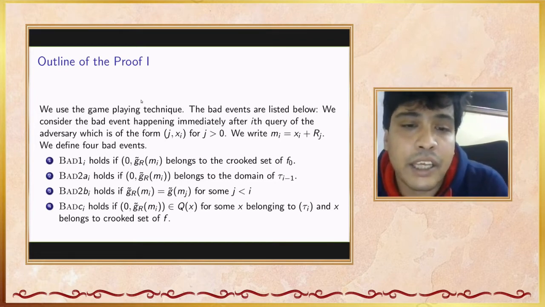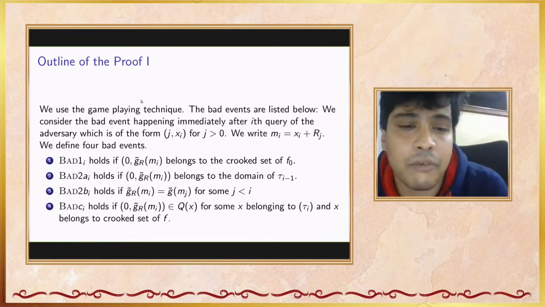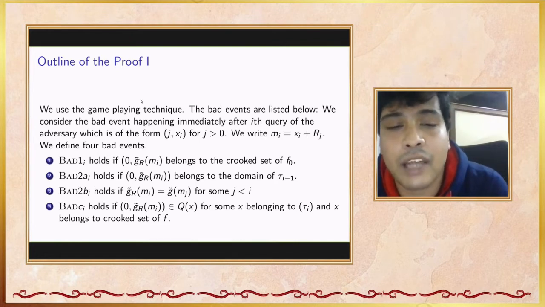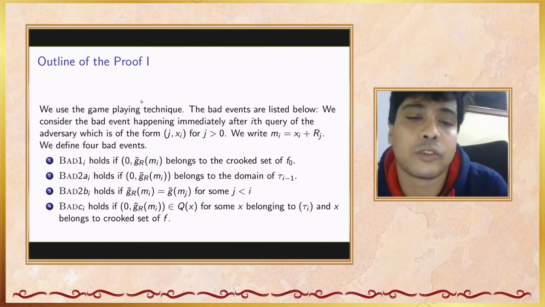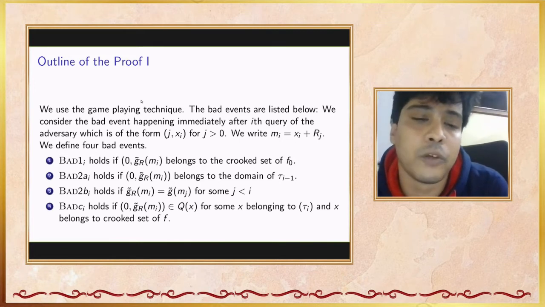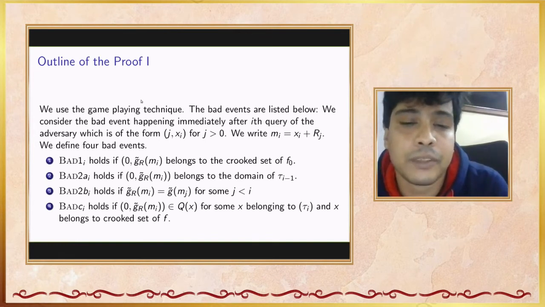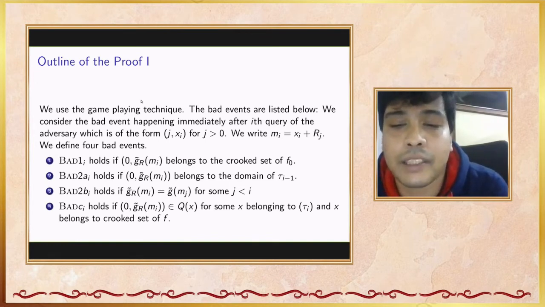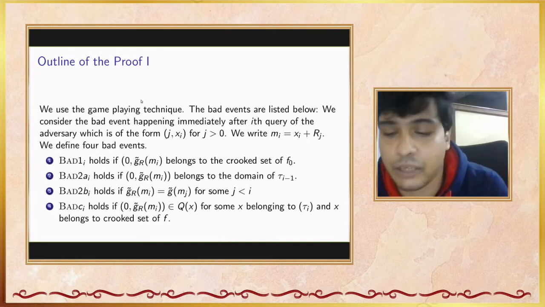The second bad event is that the input to F0 already belongs to the previous input-output pairs, or the previous transcript of the input-output pairs. The third bad event is that the input of F0 at some ith query collides with some query at the jth stage. Basically, for some j less than i, the input has already occurred in the transcript before. And the fourth bad event is that the input of F0 belongs to the query set for some x such that x belongs to the crooked set of f and x has already appeared in the transcript.